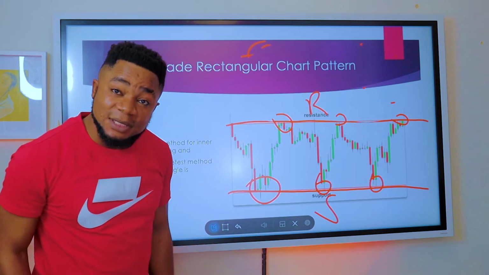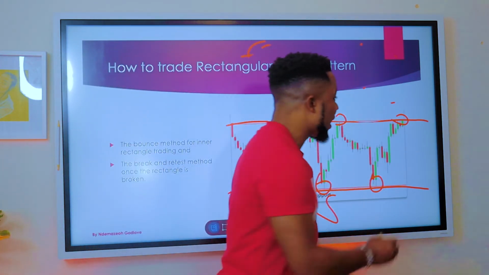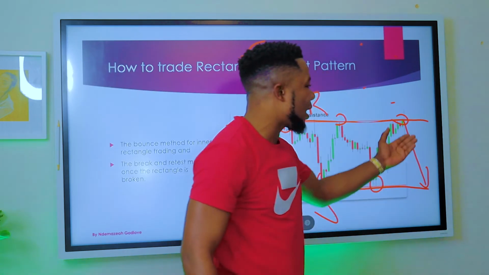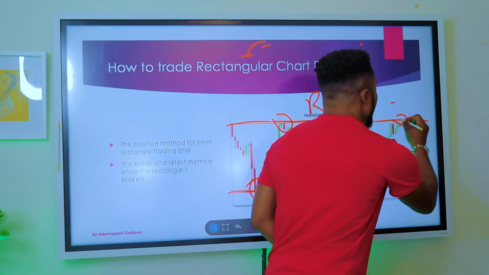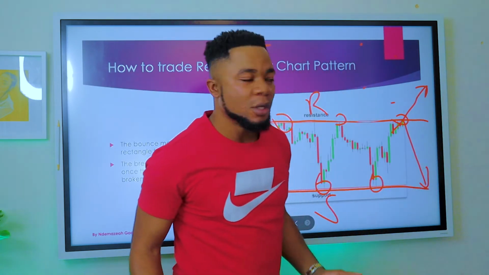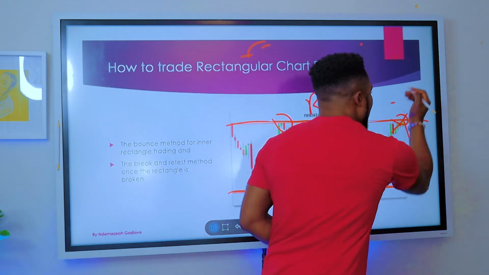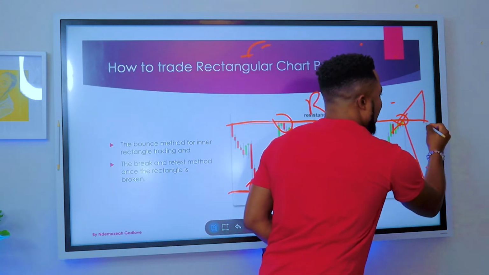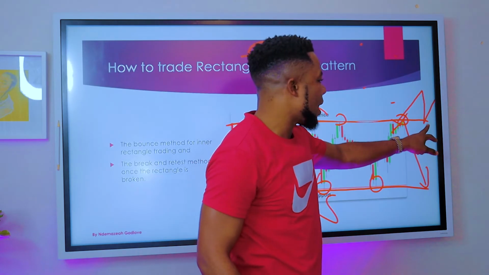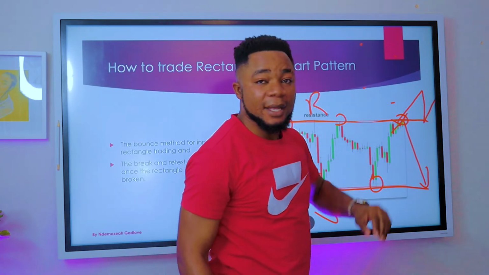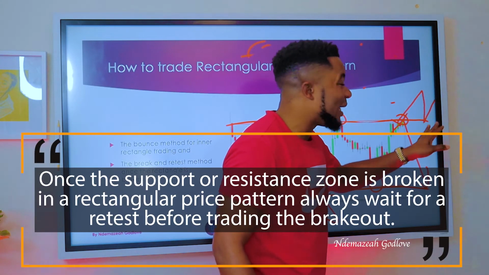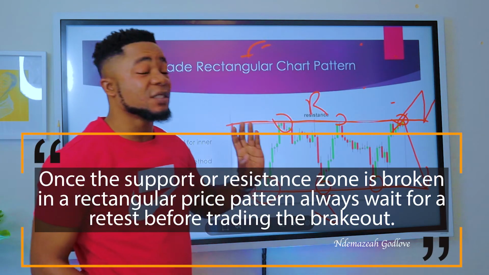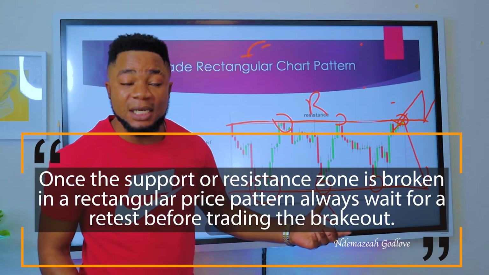But at the same time, what happens if this market doesn't continue going down? What happens if it gets to this particular level and this level is broken? What will I do? If this level is broken, I'll wait for the market to come back here and retest. Once the market comes back here and retests, that is where I'll buy. Once the market comes back and retests my particular resistance, if the resistance is broken, that is where I'll buy.